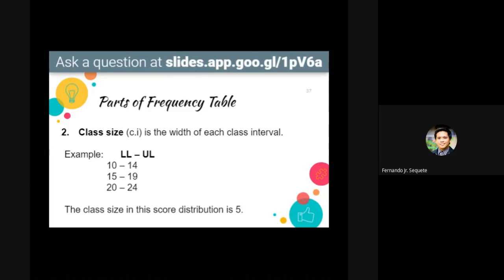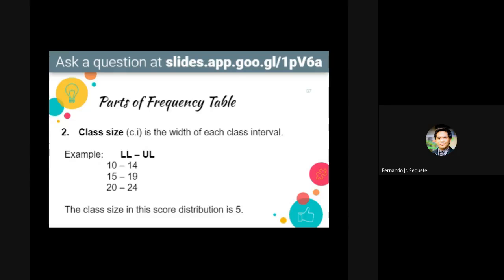I believe you will still remember this one because last semester I discussed class size, and I had an activity solely to identify the width of the class interval, but some students still could not answer. There is nothing to compute. All you have to do is count. You can determine the class size by counting starting from the number of your lower limit up to the upper limit. I hope we retain that.